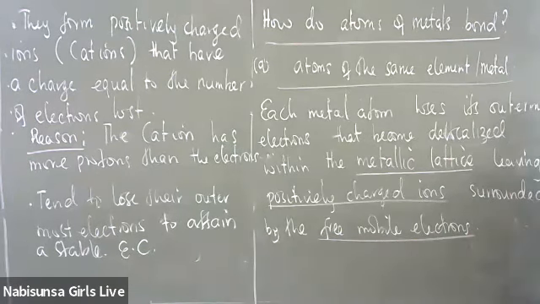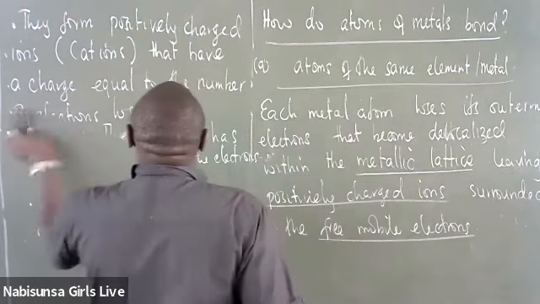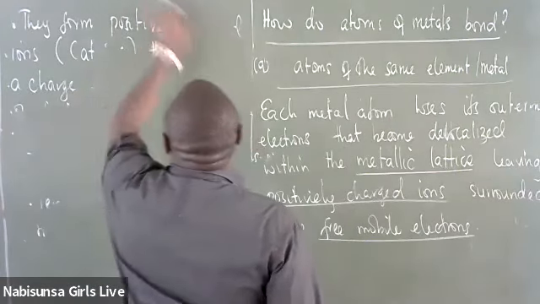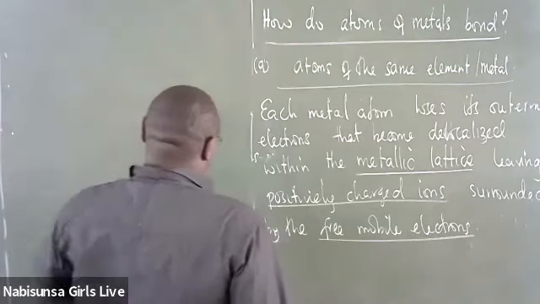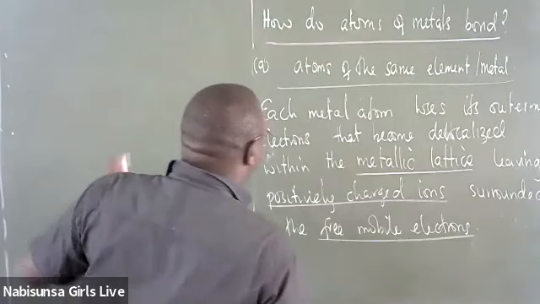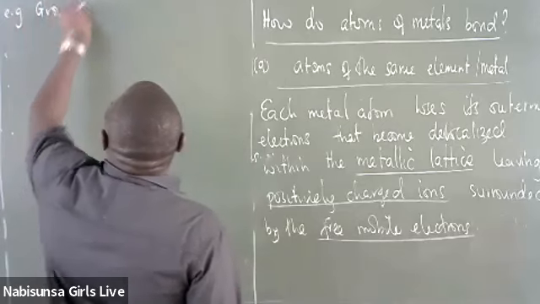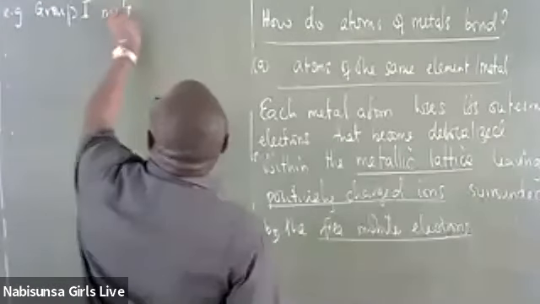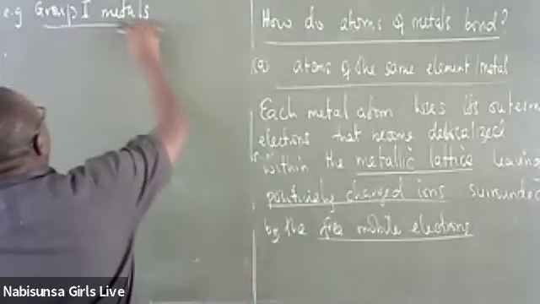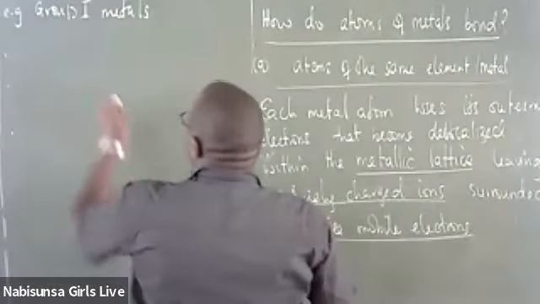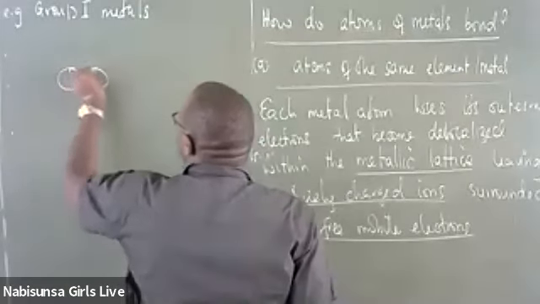An example we can take is group 1 metals. Let's say group 1 metals, because each of them is an example. How do I do the analysis? Every single atom is like that. I'm just taking them as they form a cluster.